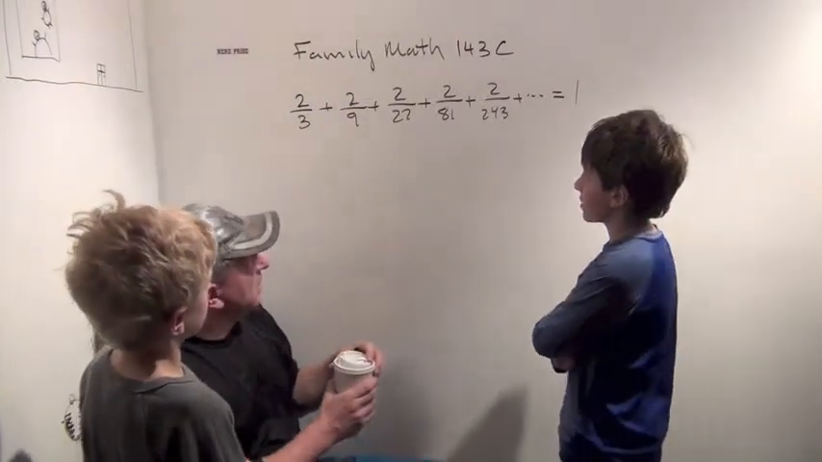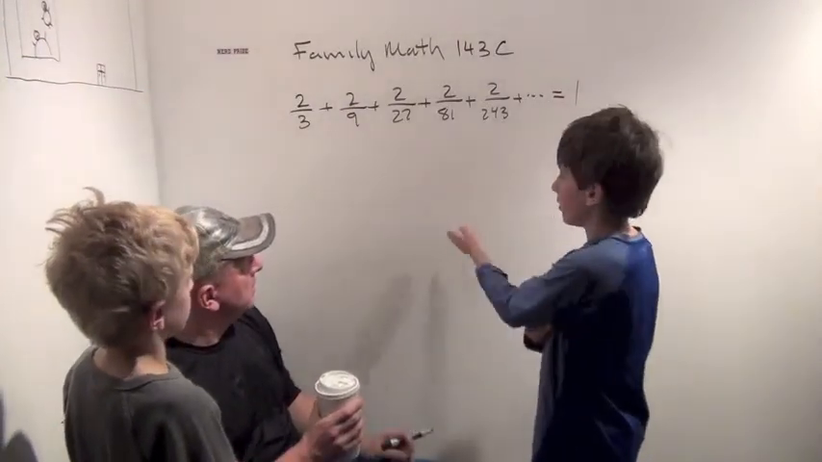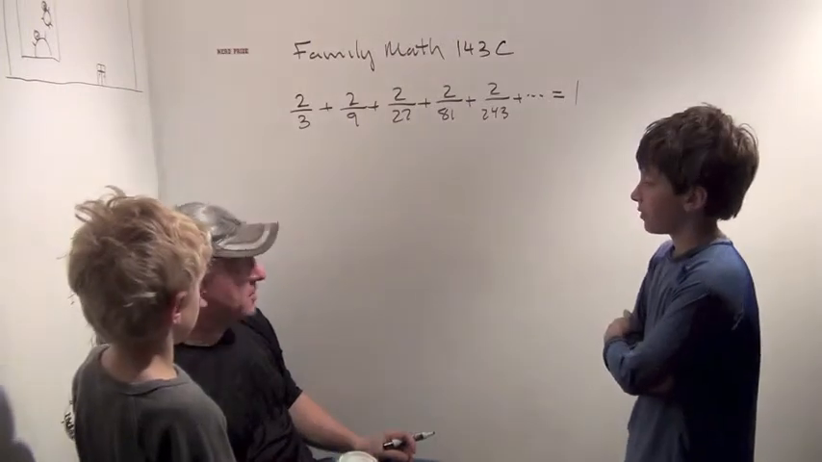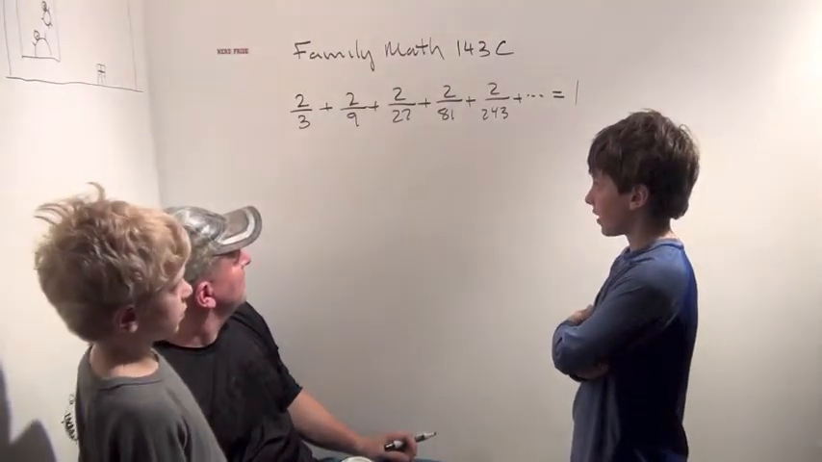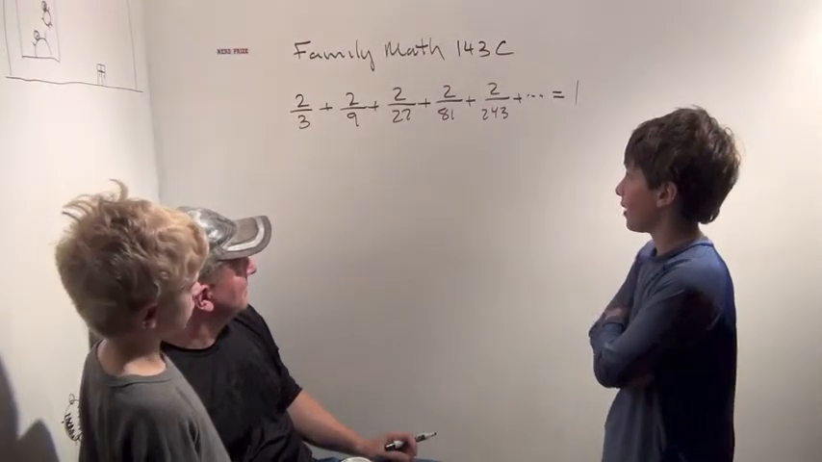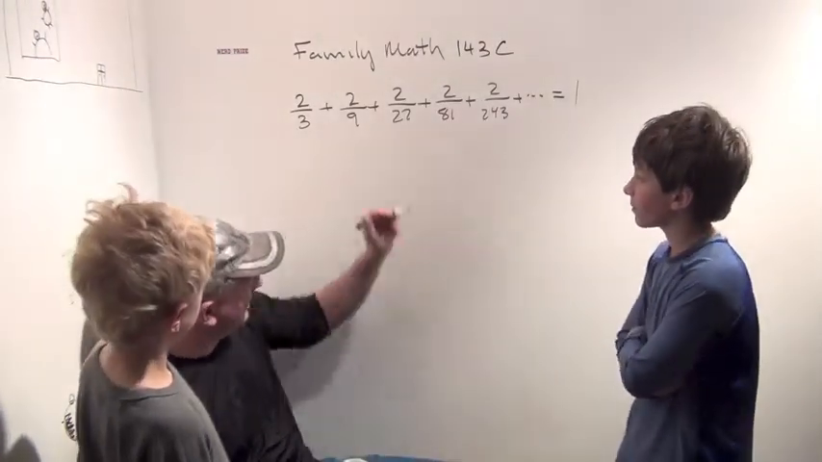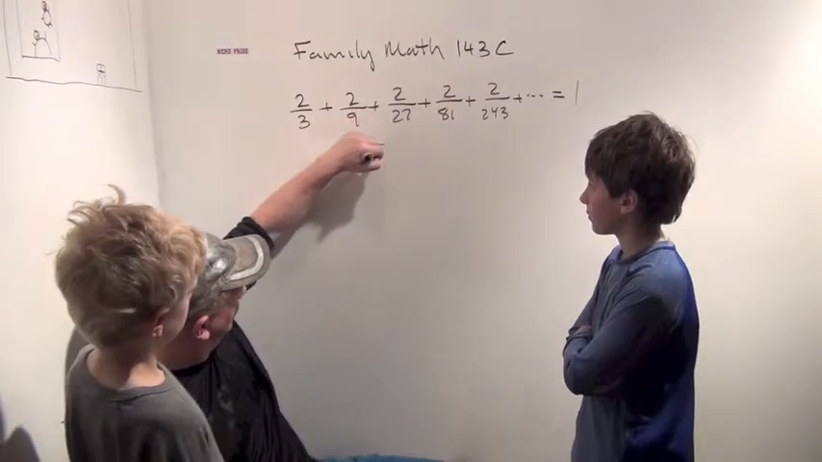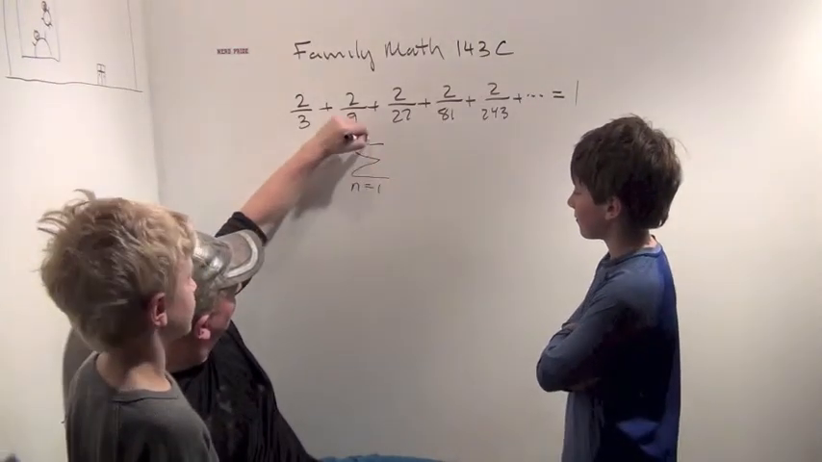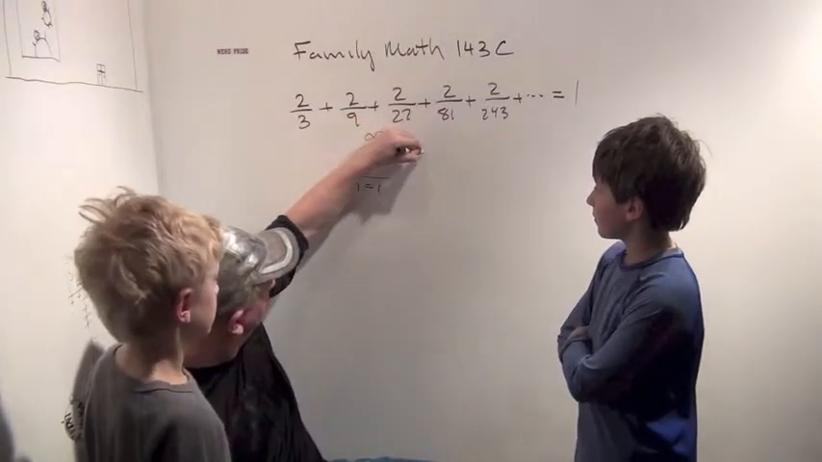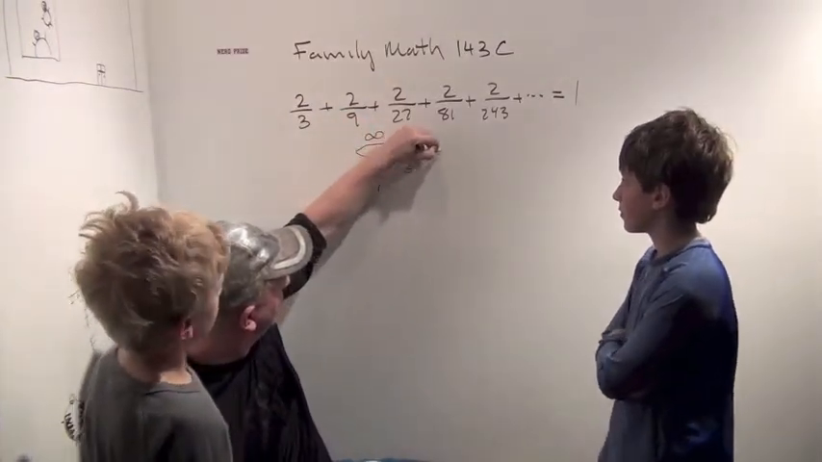Well, you can write this using the sum notation. Oh yeah, you definitely could use the sum notation. It's the sum of (2/3)^n from n equals 1 to infinity. Very good. Where'd you see that sum notation? I don't remember, but I remembered it. The sum from n equals 1 to infinity of (2/3)^n equals 1.